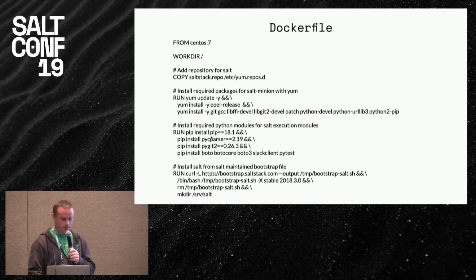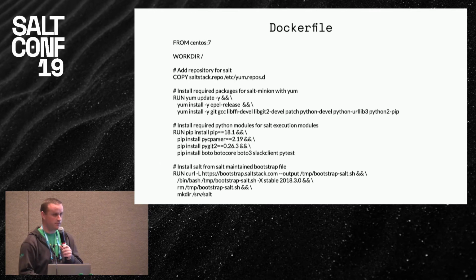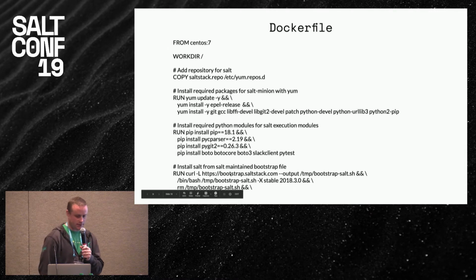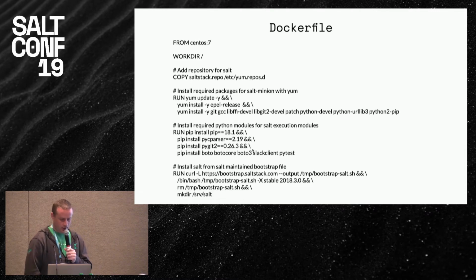We need to install pip and get some more Boto stuff and PyGit. PyGit's required for our external pillar. And I can't remember why PyCParser is there, but I think that's required for PyGit as well. And then we install Salt itself on the image, the Docker image. And then we remove all traces of it, and we make our serve salt directory.